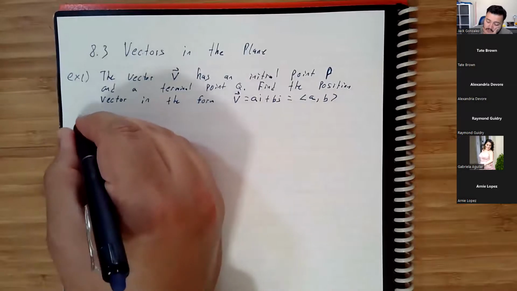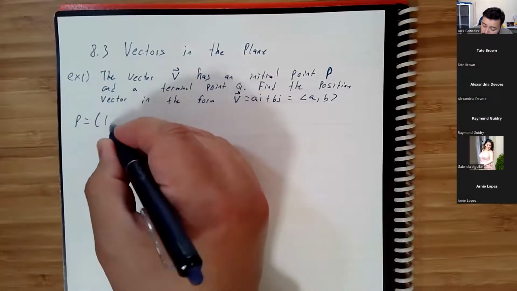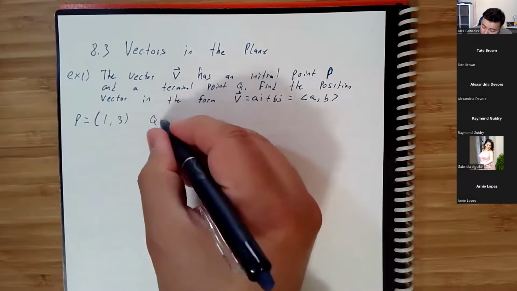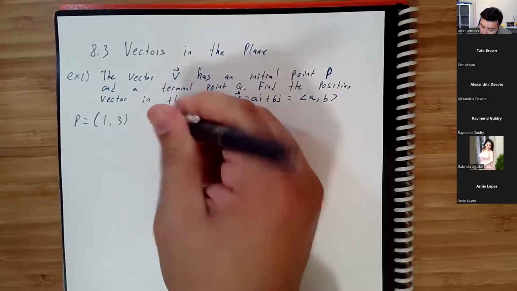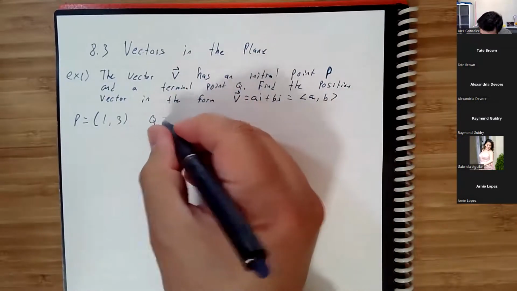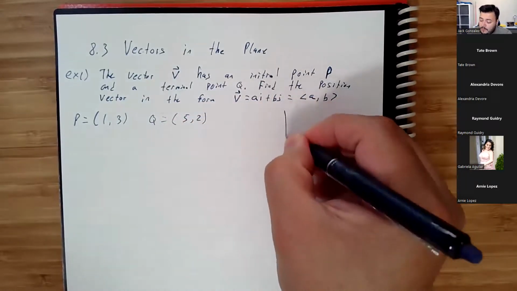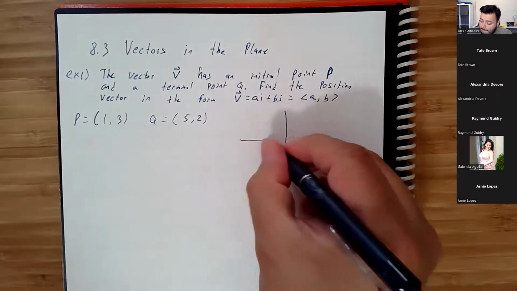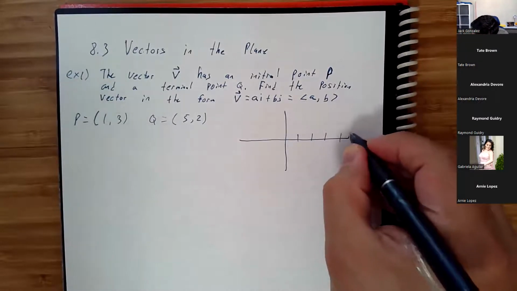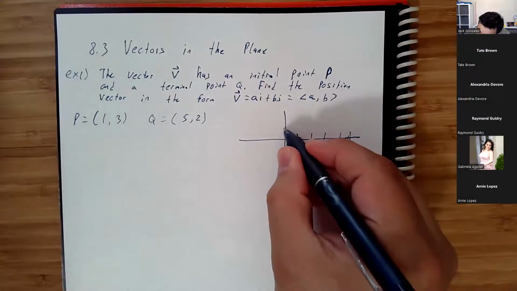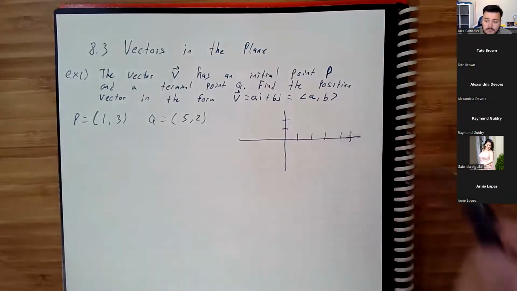So first example, if they give you 2 points and they ask you to find the vector going through them, this is what you do. So point P, point Q. One, two, three, four, five. 1, 2. Okay. So we're going to use this in just a moment.